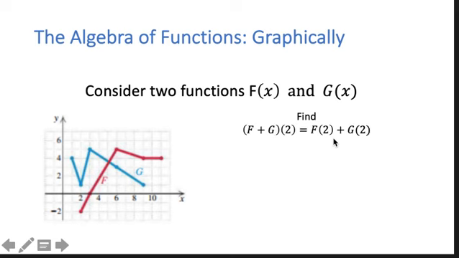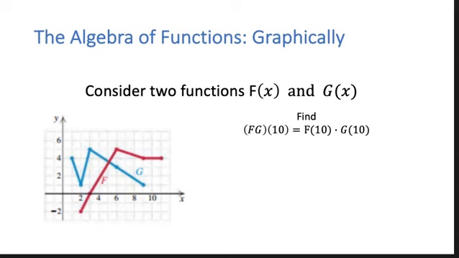To do that, you have to find f of 2 and g of 2. So using the graph, f of 2 is equal to -2, and g of 2 is equal to +1. And -2 plus 1 is -1. Okay? See if you can find f times g of 10.